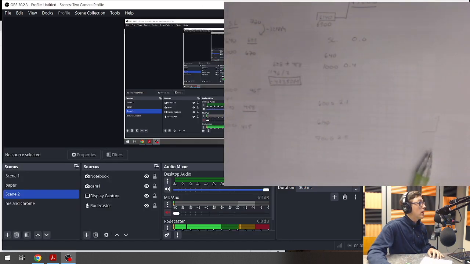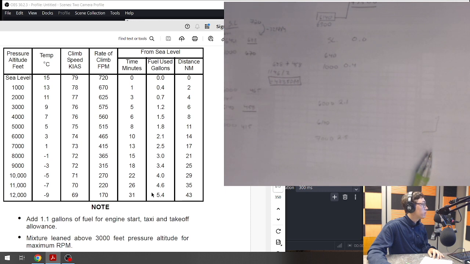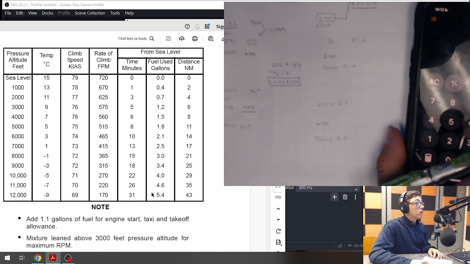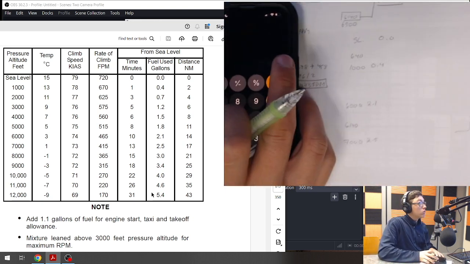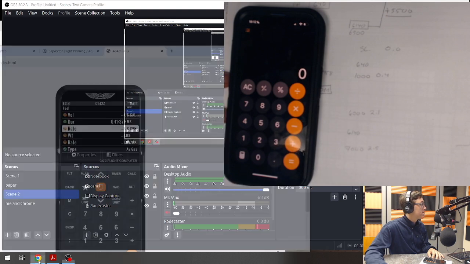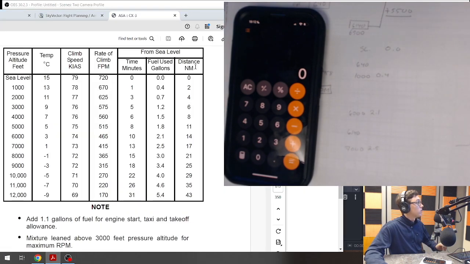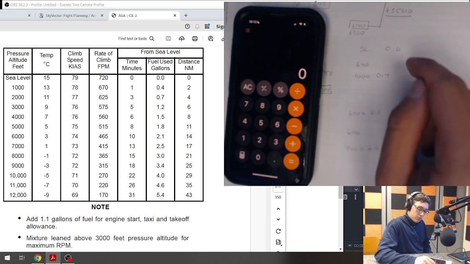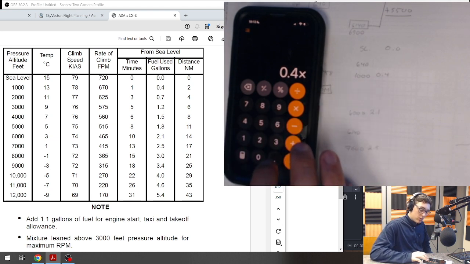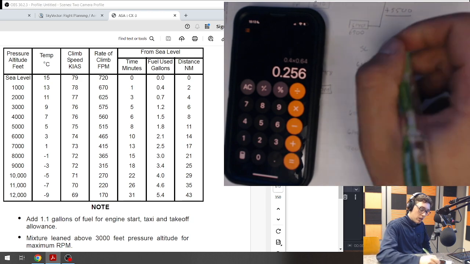All right, very nice. And how did I get these numbers? You know, that 0, the 4, the 2, the 2.5. That's right out of my chart here. All right, so what I'm going to do is my difference between 0.0 and 0.4 is 0.4. And I'm trying to find 64% of that. So 0.64, multiply that.